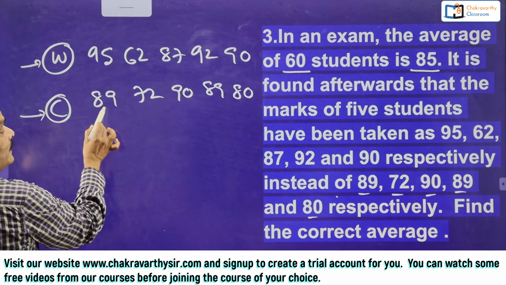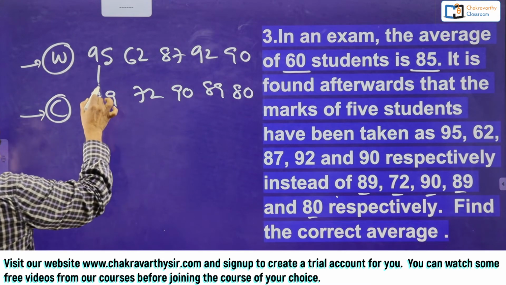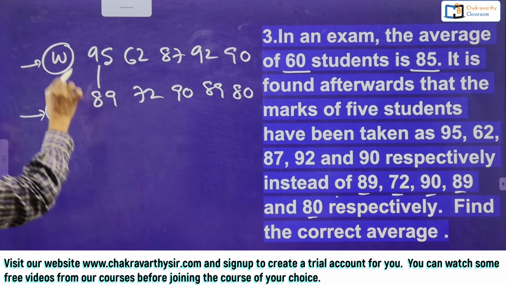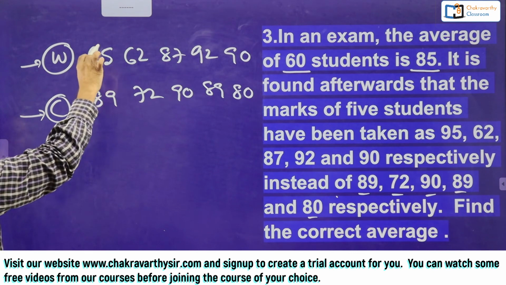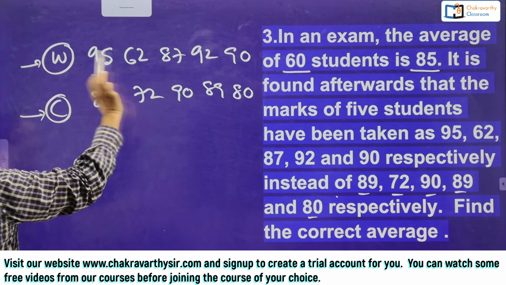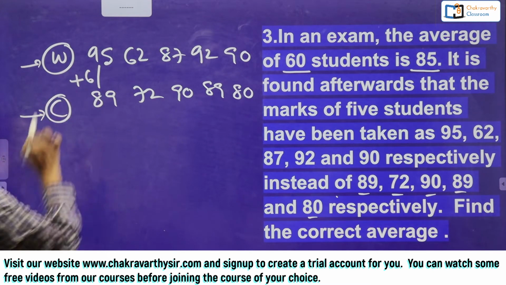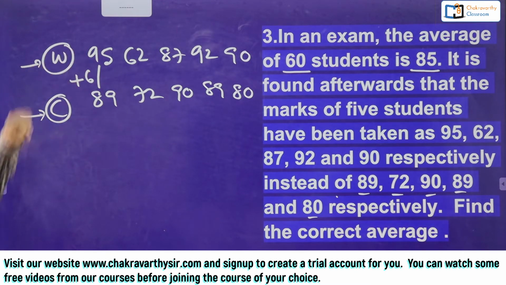Actually they have to take 89, but they took 95. How much more have they taken? 6 more, right? So for that reason you keep it as plus 6. So they have taken 6 numbers more.